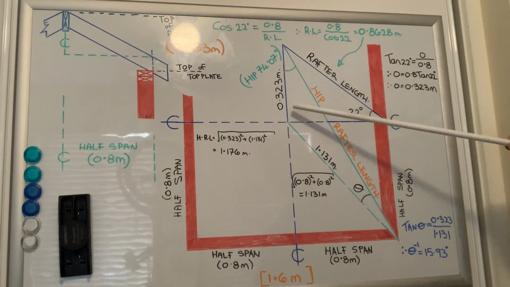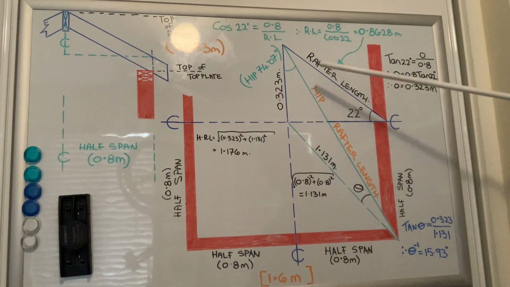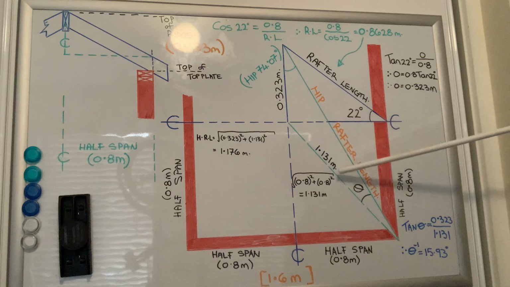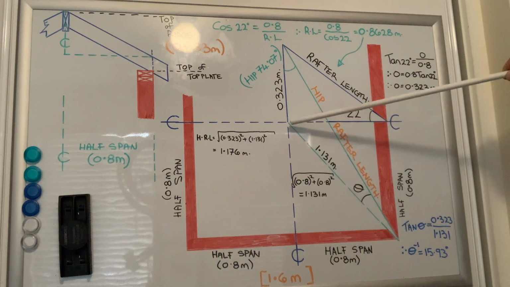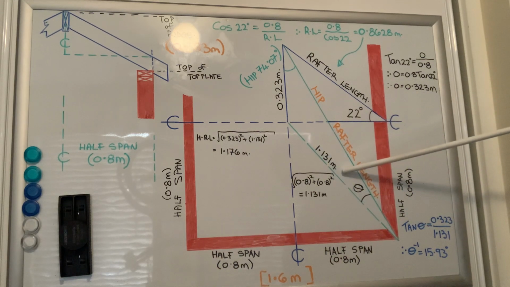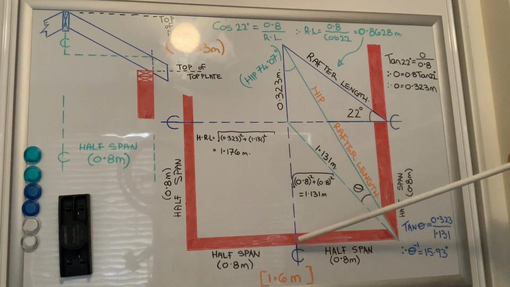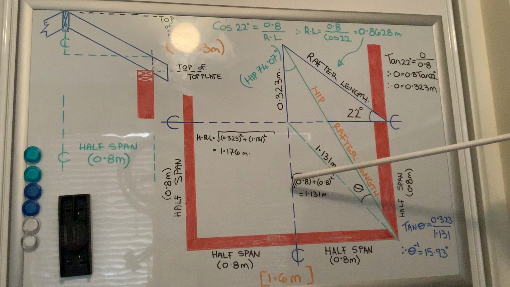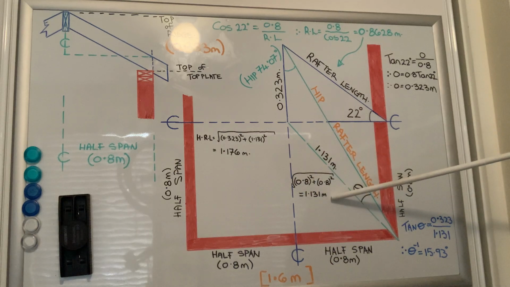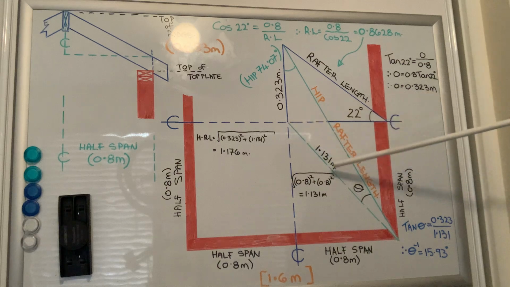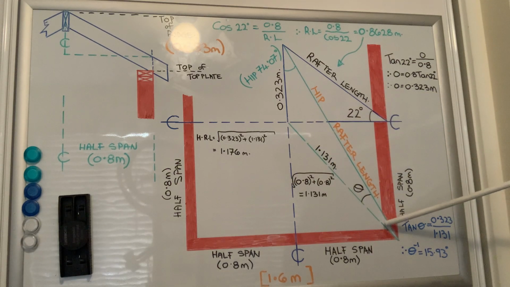Let's have a look at the hip rafter length. So we know that height is 0.323. We want to work out this distance through here. All I did there was use simple Pythagoras' theorem. So I said 0.8 squared plus 0.8 squared, the square root of all of that gives us a total of 1.131 meters. So that distance through there is 1.131 meters.